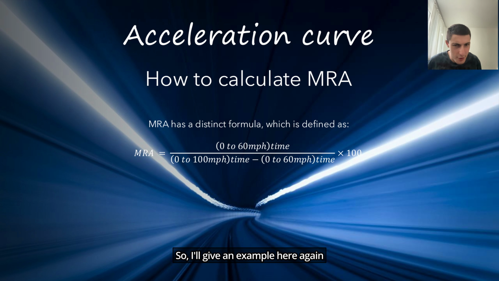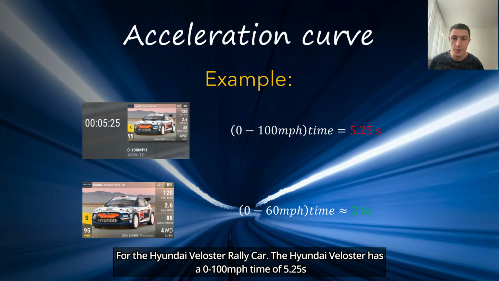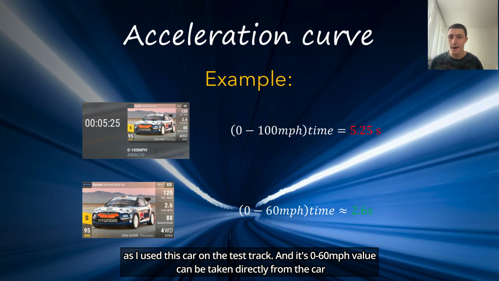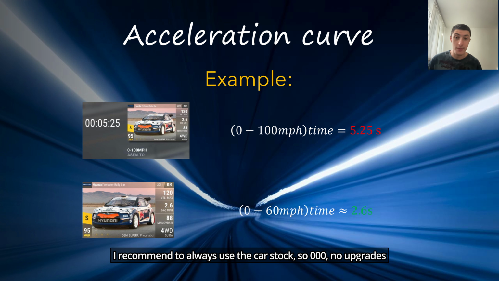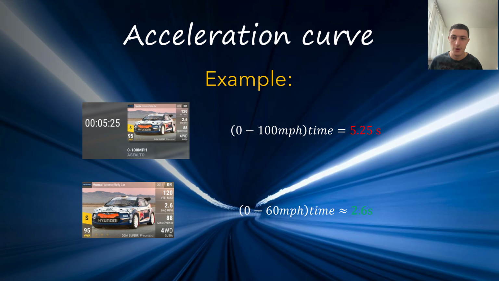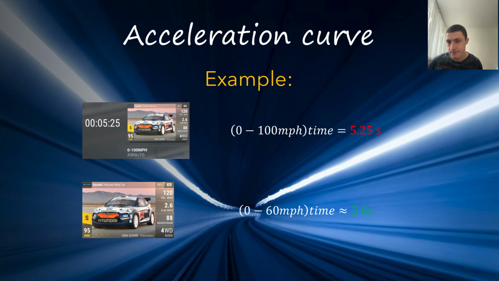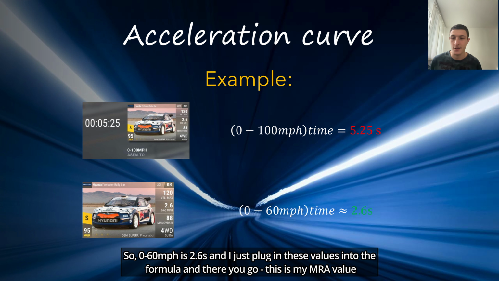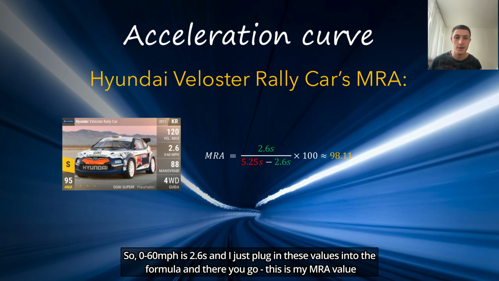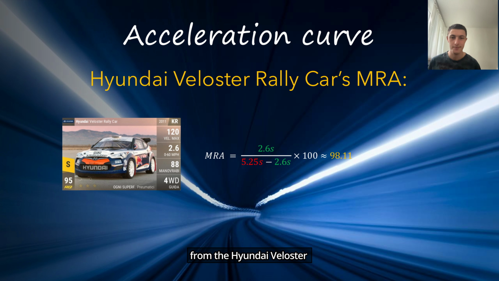And the other 0 to 60 time, everything multiplied by 100. So I'll give you an example here again for the Hyundai Veloster rally car. The Hyundai Veloster has a 0 to 100 time of 5.25 as I used this car on the test track, and its 0 to 60 value can be taken directly from the car. I recommend to always use the car stock, so 000, no upgrades. The MRA value is generally better when the car is stock. So 0 to 60 is 2.6, and I just plug these values into the formula, and there you go. This is my MRA value for the Hyundai Veloster.